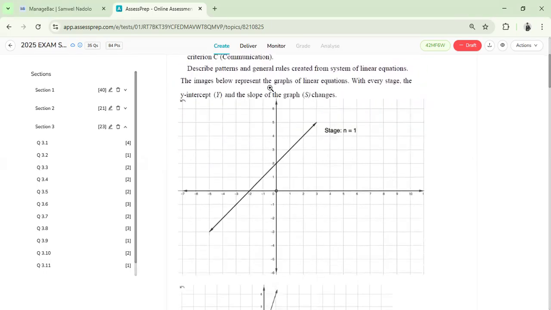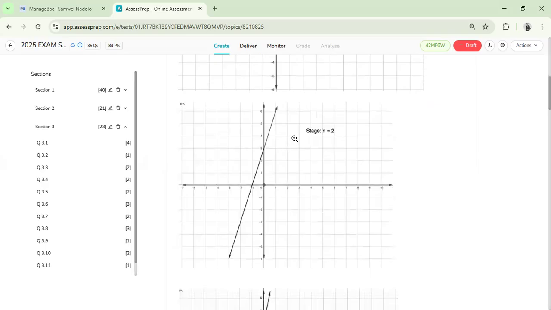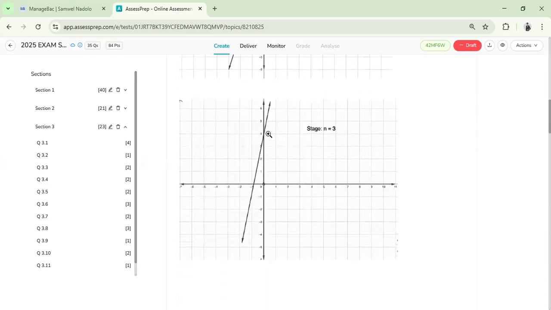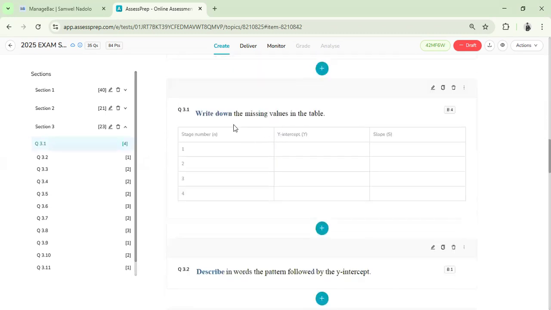The images below represent the graphs of linear equations with every stage. The y-intercept and the slope of the graph change. So you have stage n equals 1. You can see the y-intercept there is 2. For stage 2, the y-intercept is 3. For stage 3, the y-intercept is 4. So write down the missing values in the table.